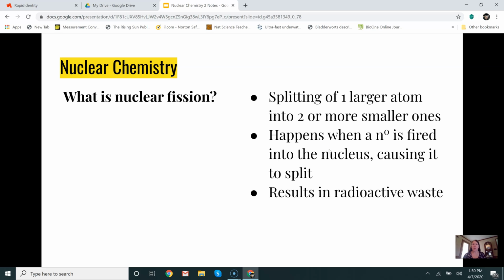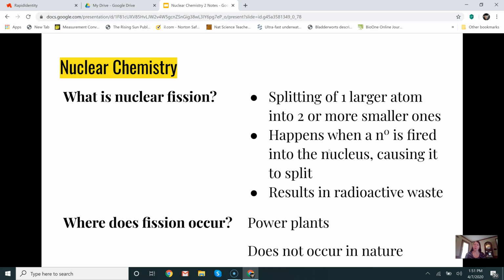Fission itself involves splitting of atoms. Now, remember, we're looking at nuclear chemistry, so we're taking an atom and it's splitting into another type of atom or two different types of atoms, depending on what process is occurring. So you've got that breakdown occurring. It's not going to happen naturally. This happens generally in our nuclear power plants or a lab somewhere. It's never going to occur in nature. And it happens when we fire neutrons into a nucleus of atoms, causing them to become unstable and split.